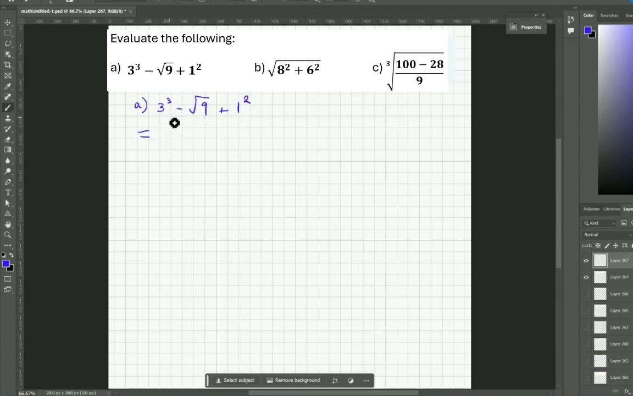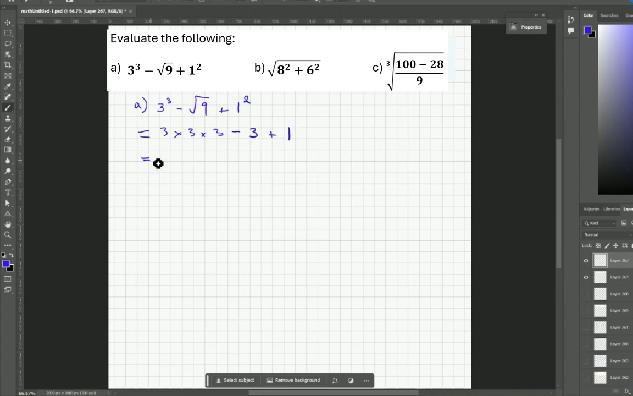What is going to be 3 to the power of 3? Well, that's going to be 3 times 3 times 3, and this is going to be minus the square root of 9. What number squared makes 9? Well, 3 squared makes 9, so the square root becomes just 3. Square root of 9 is 3. 3 times 3 is 9. Plus our 1, because 1 squared is just 1.